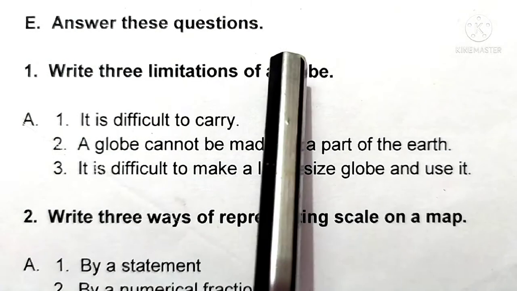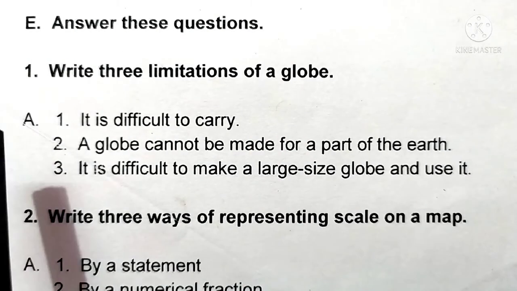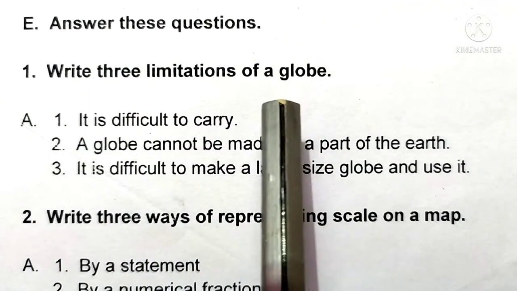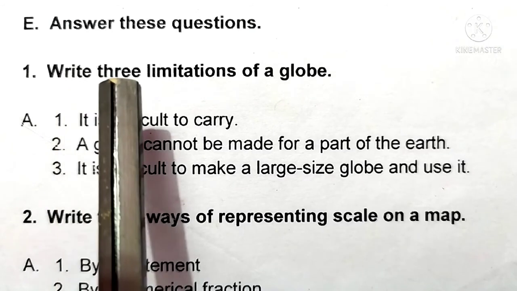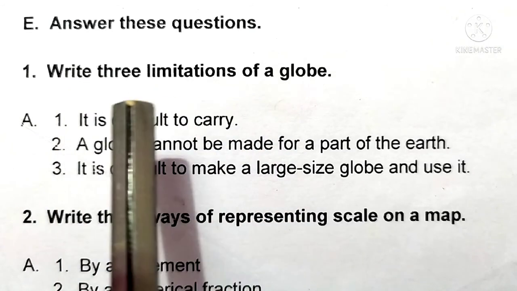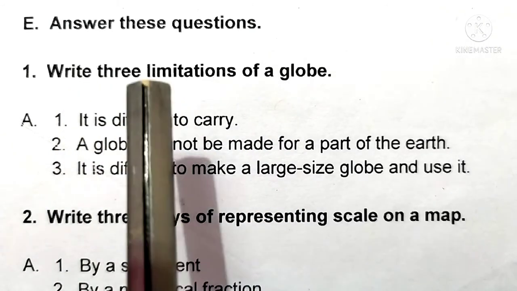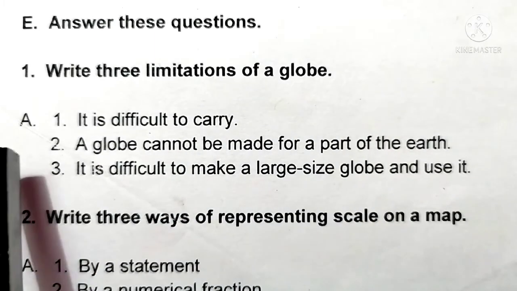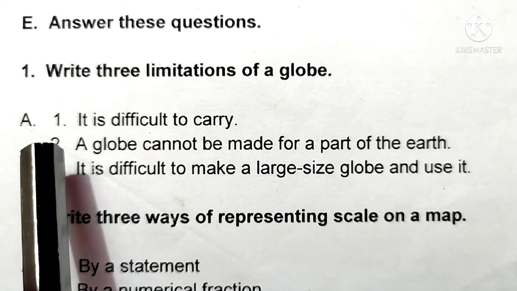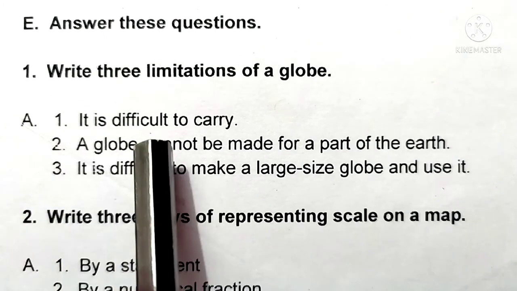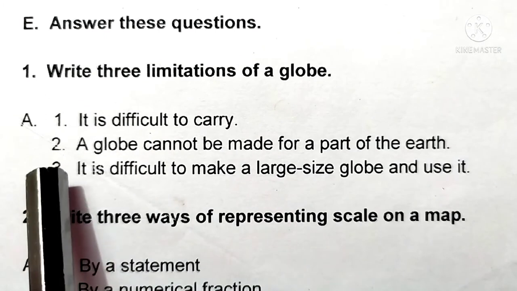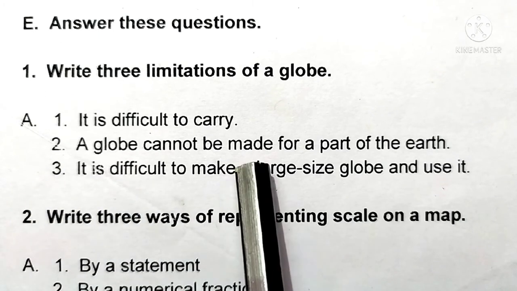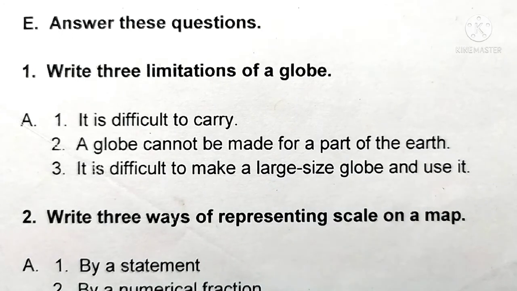Answer these questions. Number 1, write 3 limitations of a globe. What is meant by limitations? There are some difficulties in using a globe. That's what they have asked. Answer. Number 1, it is difficult to carry. Number 2, a globe cannot be made for a part of the earth.